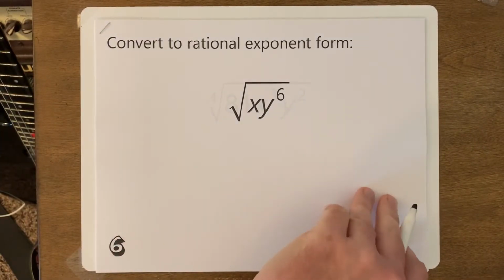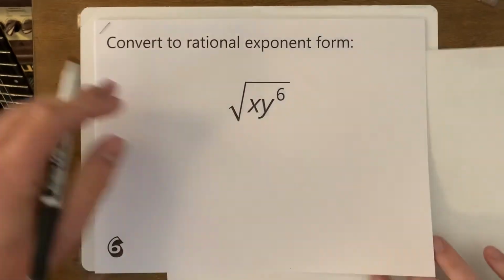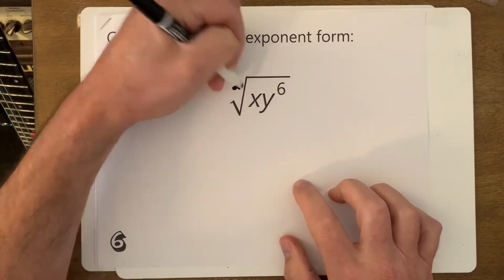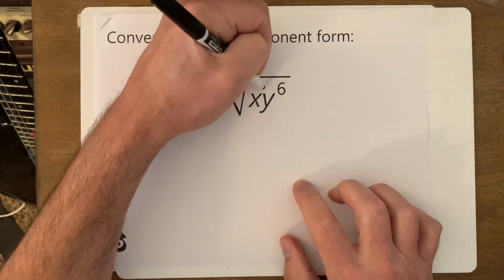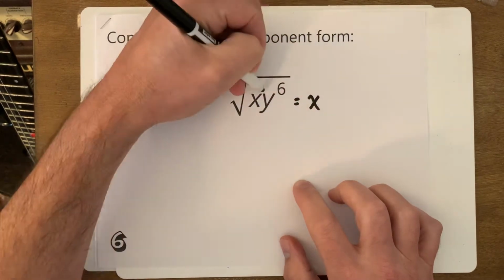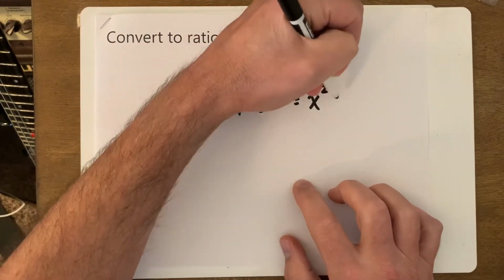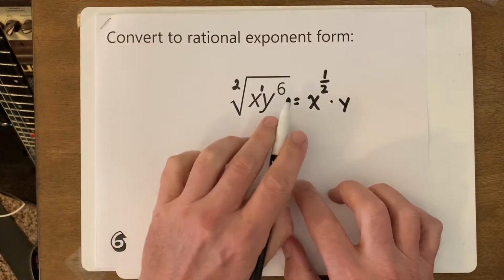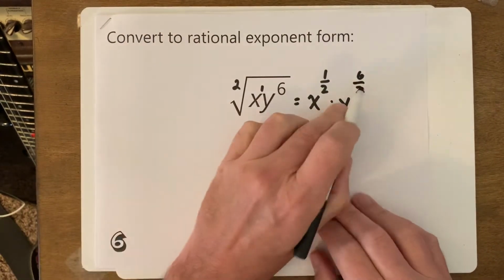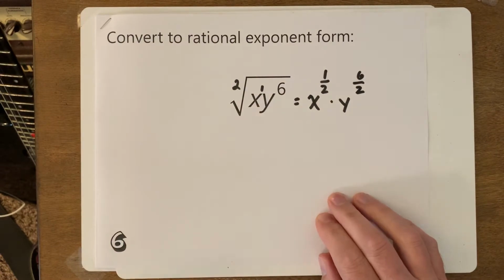Okay, now we've got a couple different variables in here, so let's see how to handle those. Again, we have a square root, so I'm going to put a little 2 there to remind us that that's the index. The power of x is 1. So we have x to the 1/2 times y to the, now let's think about it, 6/2. Again, we don't want to leave 6/2 sitting there because that's not simplified.